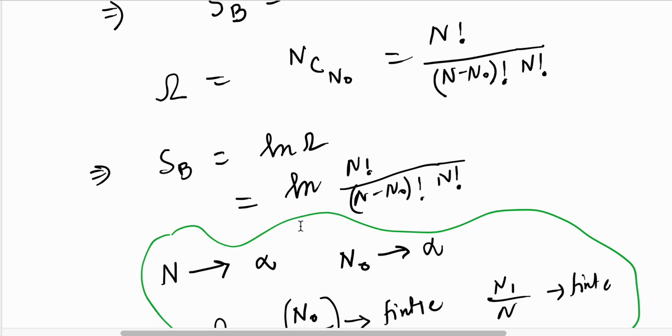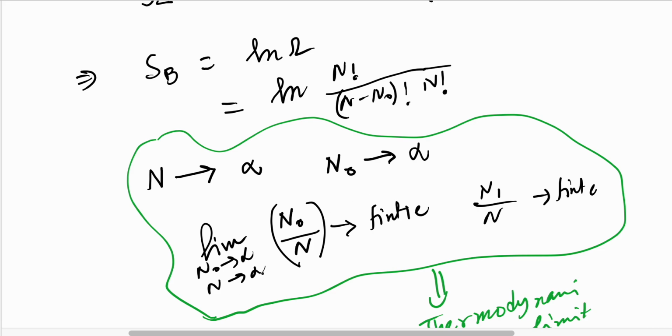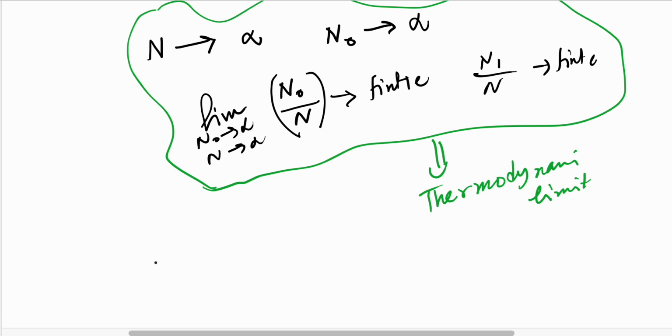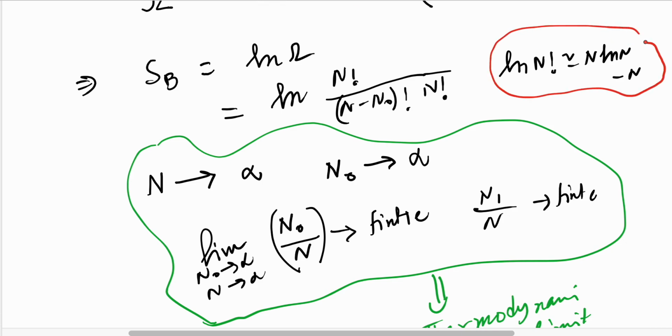Now, since we know n tends to infinity and all these quantities are infinite, one thing we can do is approximate ln n factorial as n ln n minus n. What is this approximation called? This approximation is called the Stirling approximation.